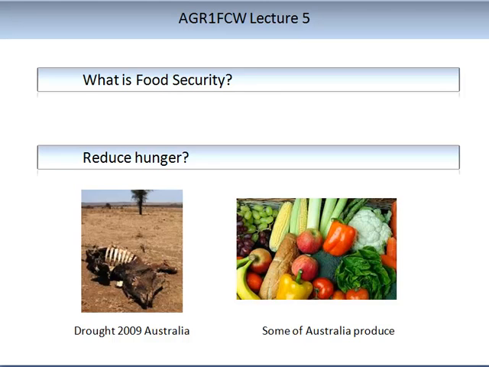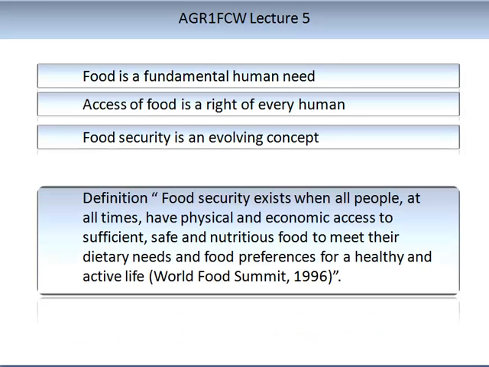The images on the slide show some of the challenges and some of the capabilities from an Australian perspective. The image on the left-hand side is from the drought in 2009, and the image on the right-hand side is some of the produce that Australia is very capable of producing and does so regularly. Food is a fundamental human need. The access to food is a right of every human. This right was recognised by the UN in 1948 during the Declaration of Human Rights.